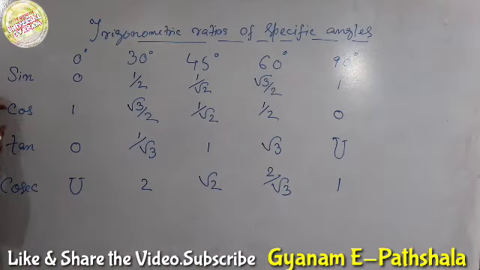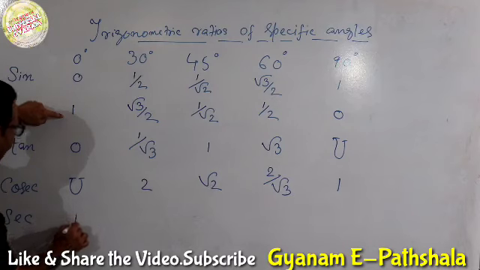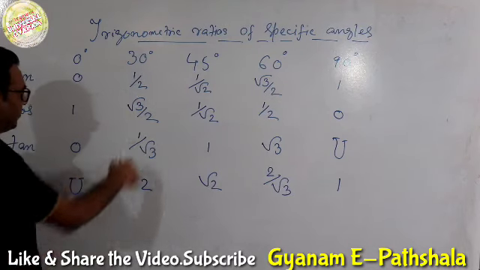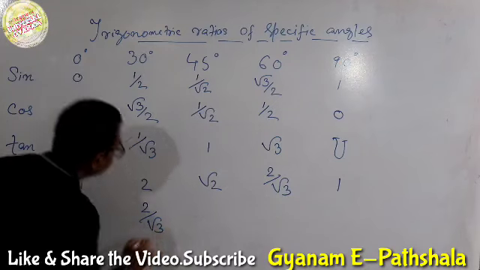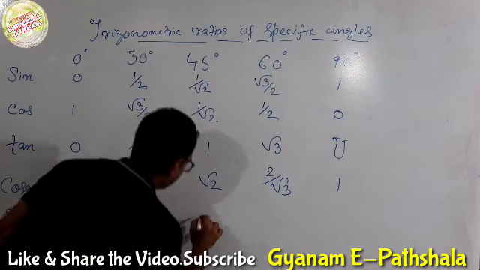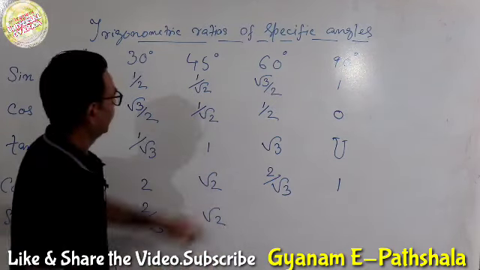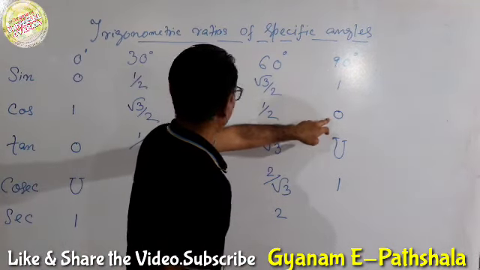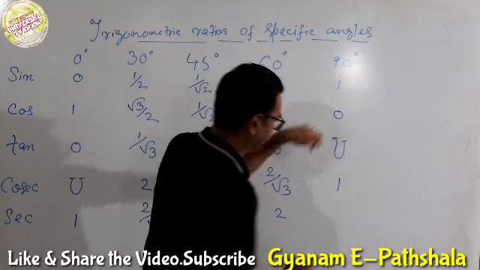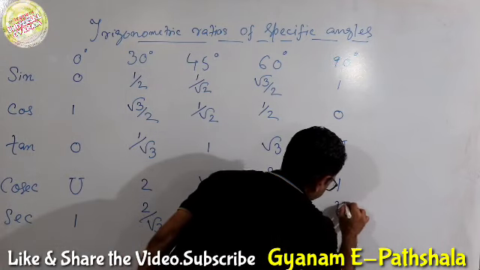1 by cos is sec. I come to sec and simply calculate the reciprocal of cos. So 1 by 1, 1. 1 by root 3 by 2 is 2 by root 3. This is root 2. This is 2. And here 1 by 0, again undefined.